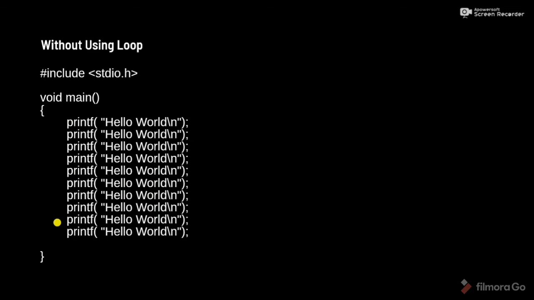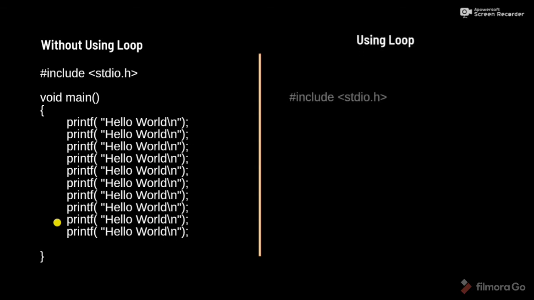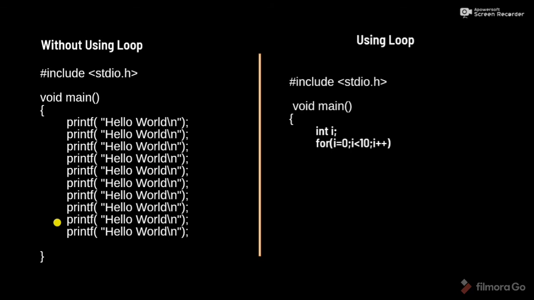So if we want to perform some tasks, or execute a block of code repeatedly, then we can use a loop. We can print hello world using a loop like this. First we need to include the header file, and this is our main function, and this is the variable i that we are declaring, which we are going to use in our loop. Using this for loop, we can print the hello statement 10 times.